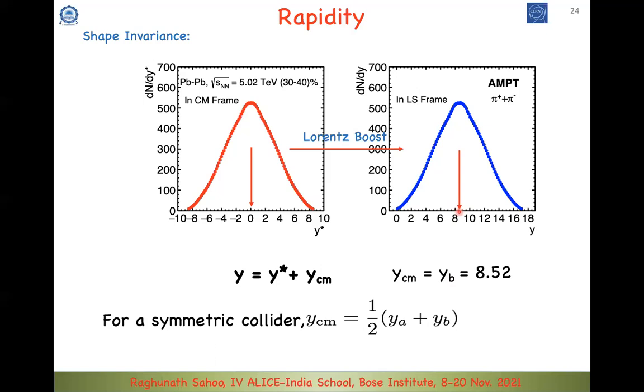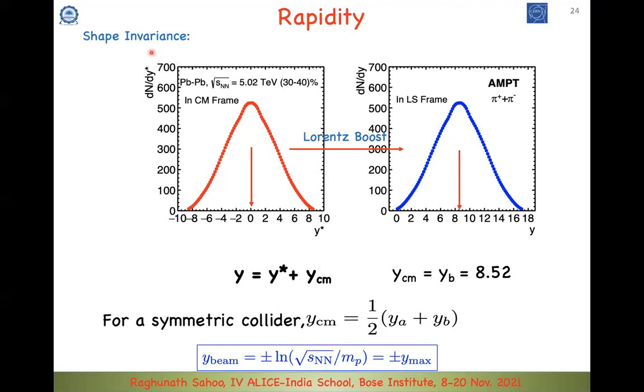So these things I showed you earlier, and an important point to bring up is the shape invariance. Okay, so shape invariance helps us a lot in drawing physics inference from these plots. And the y beam can be shown to be y maximum, so that is the maximum rapidity. And in different event generators, when you look at y beam or y maximum, because you have to tune your x-axis, you can actually calculate it taking the center of mass energy on which you are working.